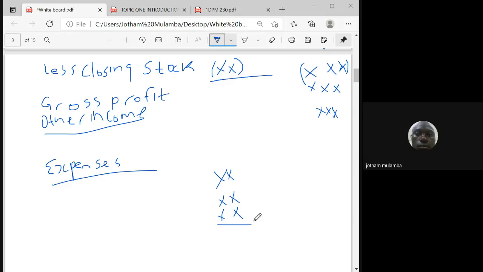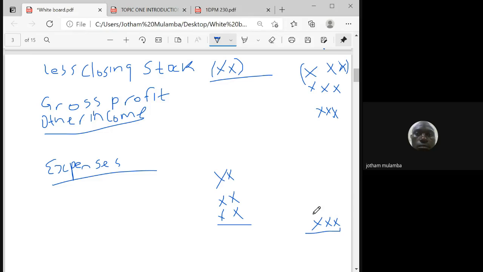If we have a customer who has bought goods from us, then as part of the customer service, we transport those goods to his or her premises. So the cost that we incur is still an expense. Then we record these expenses, and after listing all of them, we bring the total here.